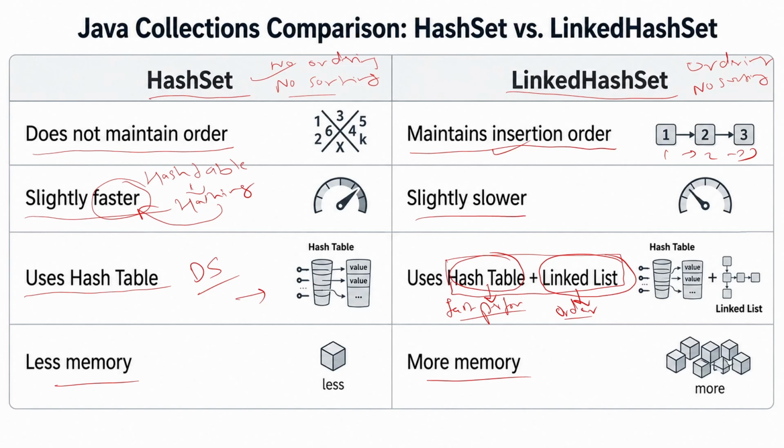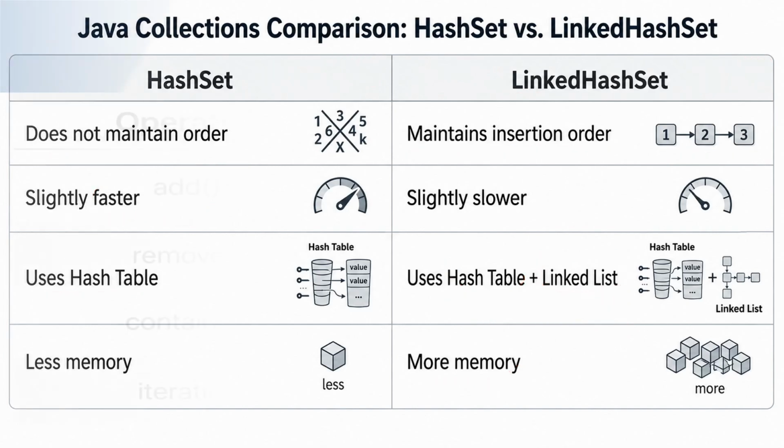Okay. And LinkedHashSet additionally maintains a linked list, which requires more memory. Linked list, we know, right? Linked list means there will be nodes, and each node will have data and a reference to another node. So it will consume more memory. That's why it is somewhat slower in performance and has more memory consumption. But the important point is it maintains the insertion order. Okay, so these are the differences between HashSet and LinkedHashSet.